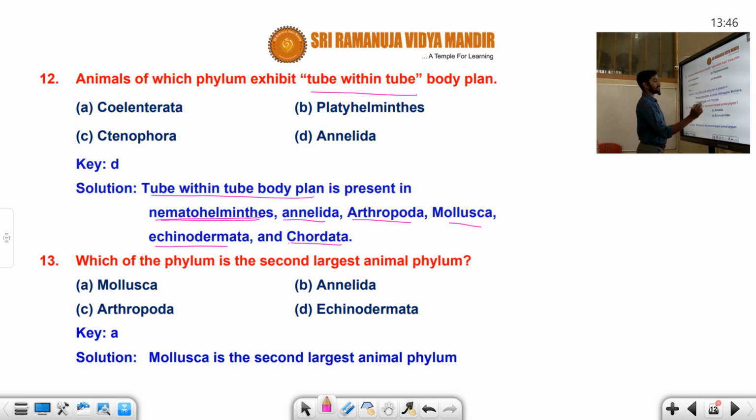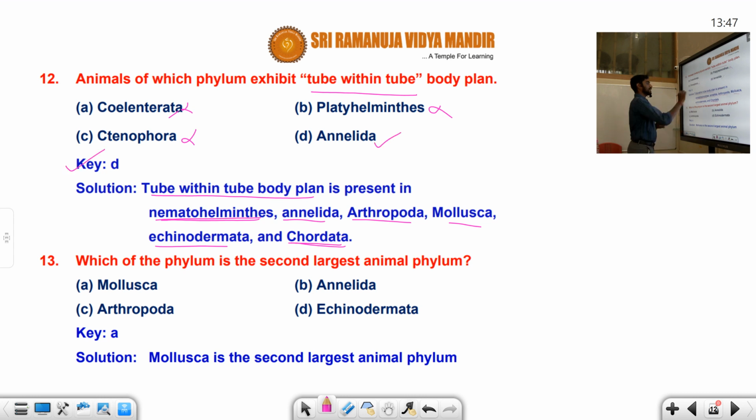What does it mean, tube within the tube? The organism has two separate openings, the mouth at one end and the anus at the other end. This is nothing but the tube within the tube body plan. It is absent in the Coelenterata, it is not present in the Platyhelminthes, and it is not present in the Ctenophora. It is present in the Annelida. So our correct option is D. The 12th one is D.